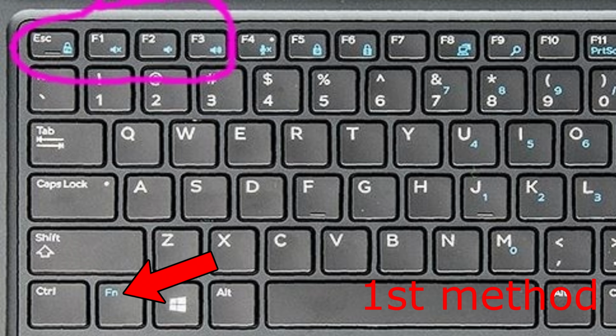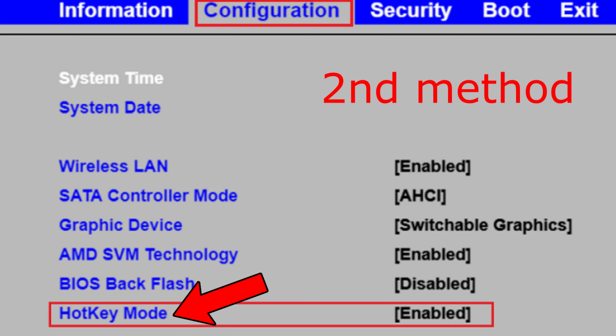You want to press on Fn and wherever your speaker icon is on. You can also press on Fn and then click on the unmute button, which should also be one of the function keys. For the next method, you want to make sure that you have hotkeys enabled in your BIOS.